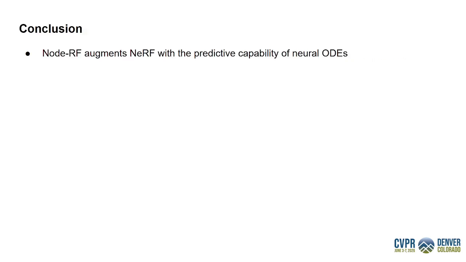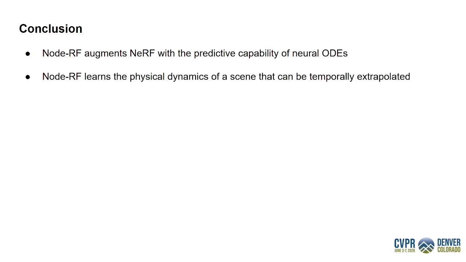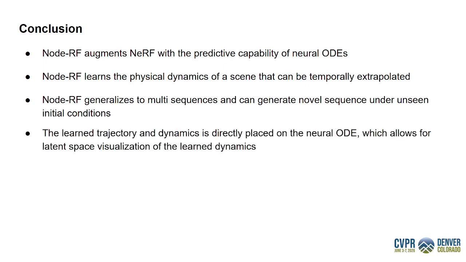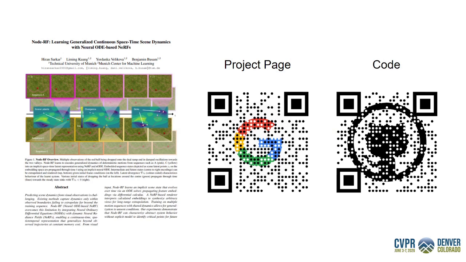Conclusion: NeRF augments NeRF with the predictive capability of Neural ODE. They learn the physical dynamics of the scene that can be temporally extrapolated. NeRF generalizes to multiple sequences and can generate novel sequences under unseen initial conditions. The learned dynamics is directly placed on the Neural ODE, which allows for latent space visualization of the learned dynamics.